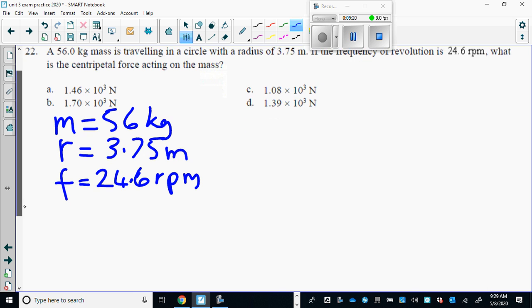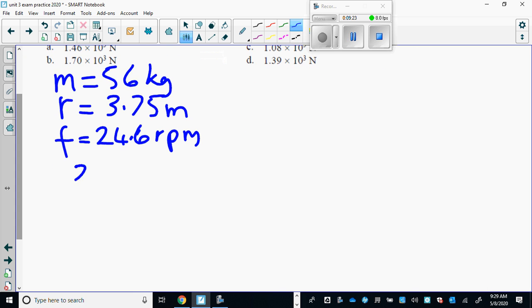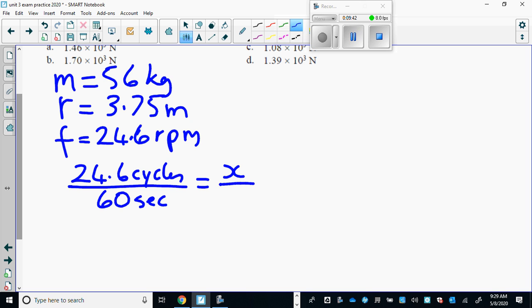Well, actually, let's just do that for the sake of doing it. If we're given 24.6 cycles, revolutions, per minute, that would mean per 60 seconds. If we want this as a frequency, we would ask, how many cycles does it make in 1 second? Then we would cross multiply and divide, and we would get x equals 24.6 divided by 60, which is 0.41 cycles per second, or hertz.